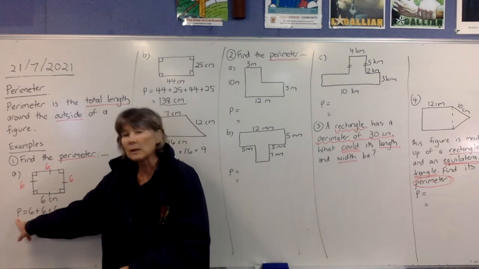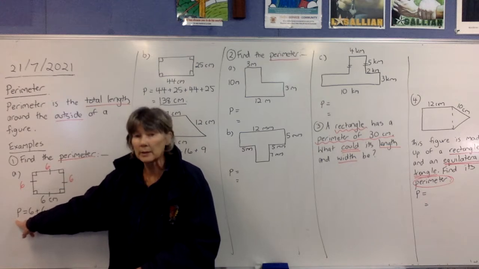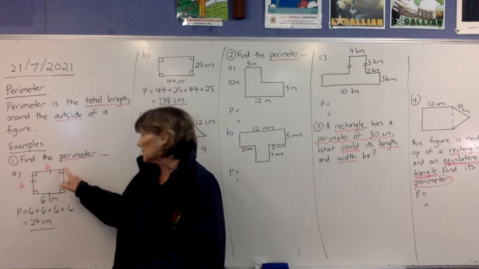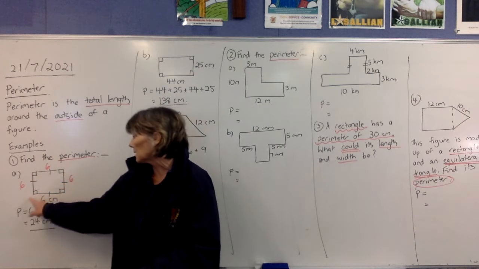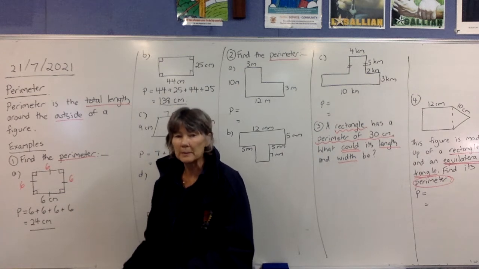So I'm going to write P for perimeter. Now the working is adding up all these sides. So we're going to start at one point and keep going around the shape. 6 plus 6 plus 6 plus 6. Work it out and you get 24 centimetres.